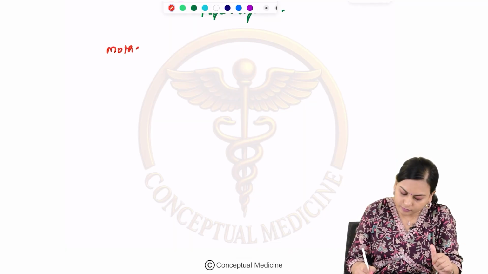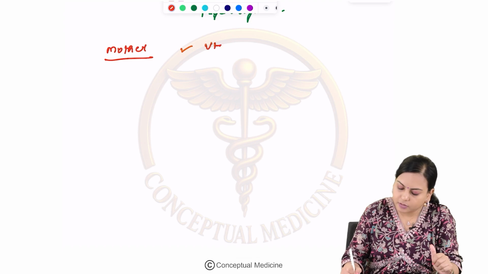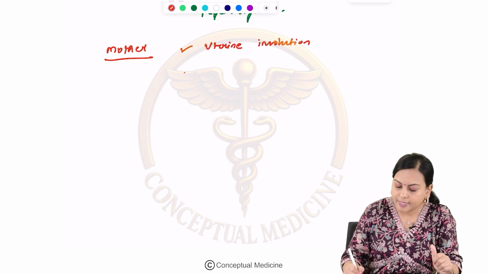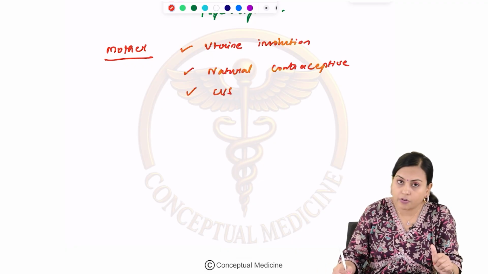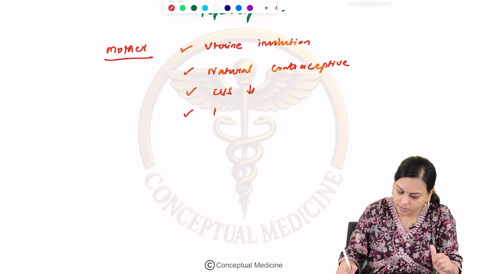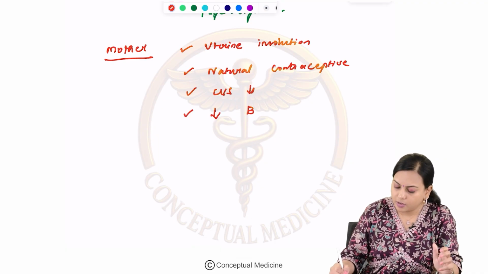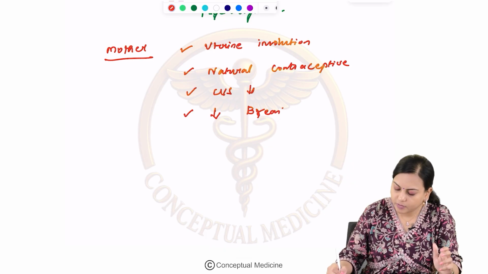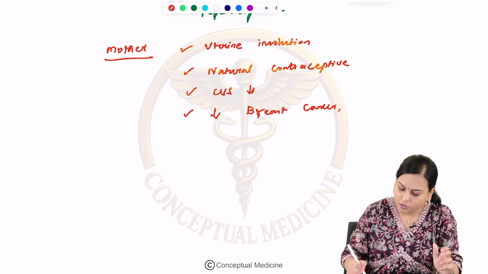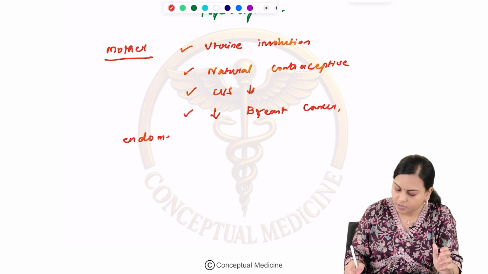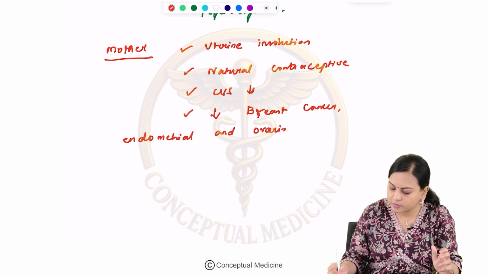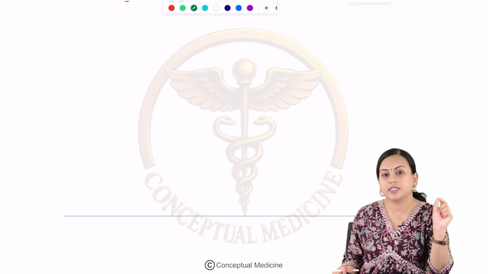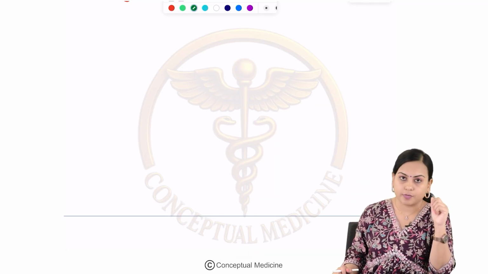For the mother, it helps in uterine involution. It acts as a natural contraceptive. Serious risks are reduced in the mother. Then there is decreased risk of breast cancer, endometrial cancer as well as ovarian cancers. Clear? Now we will see with how much adequacy the infant should be breastfed.